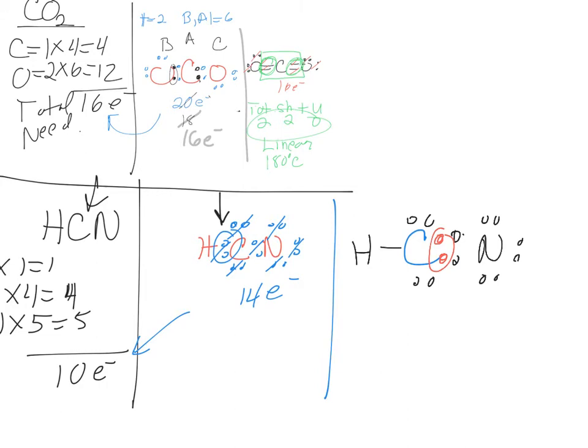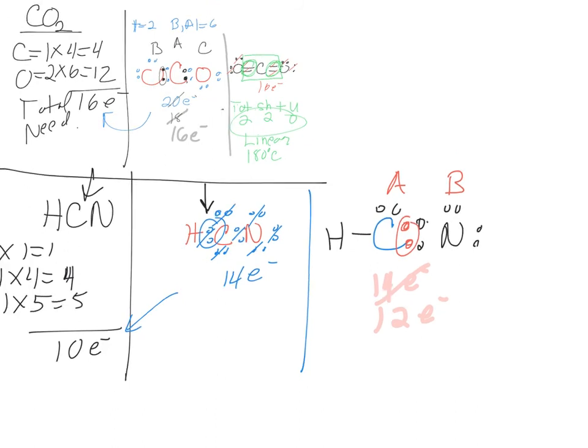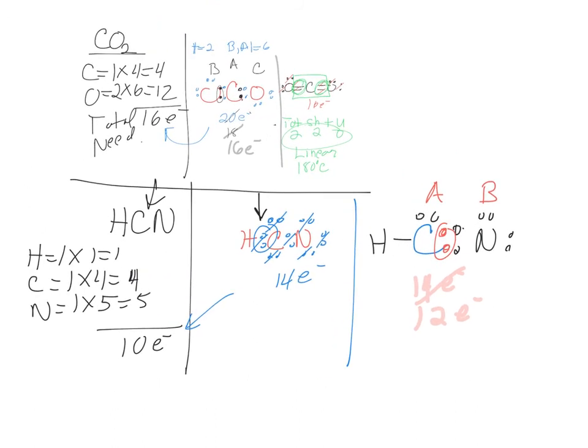Now remember, if you think of carbon as A and this nitrogen as B, I get to remove 2 electrons from carbon and 2 from nitrogen. That brings me down from 14 electrons down to 12. But I don't need 12, I need 10. So I have to do it again. I'm going to do it again on the other side.